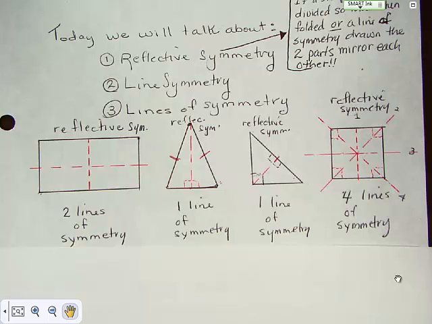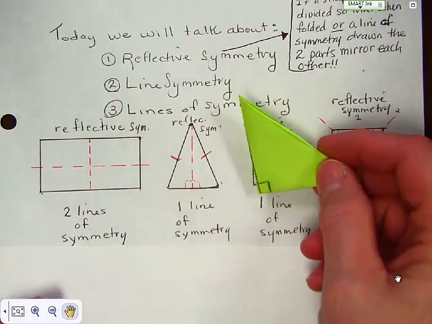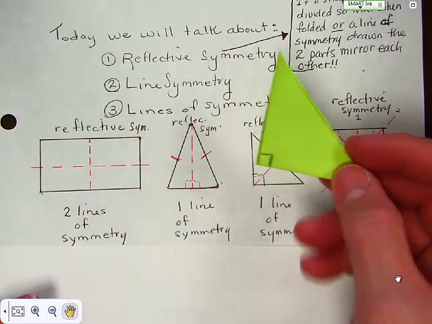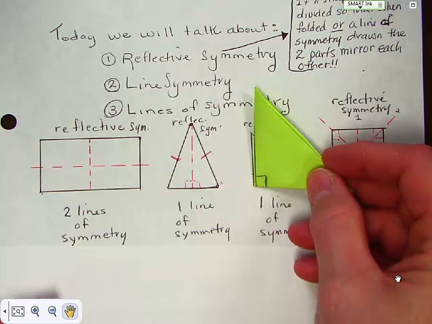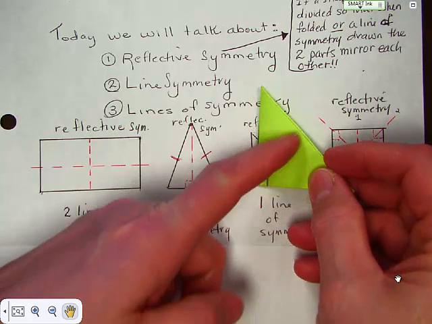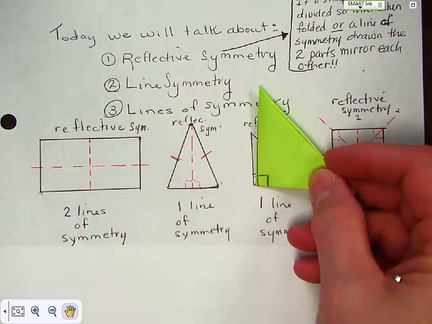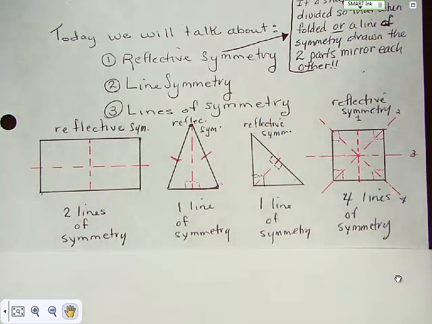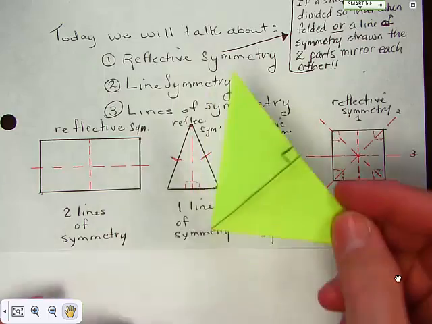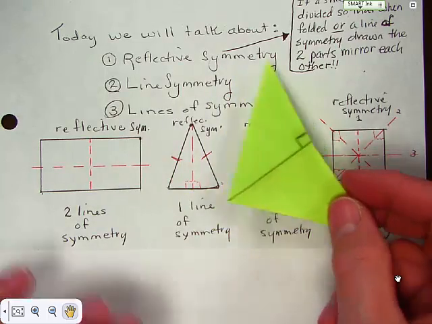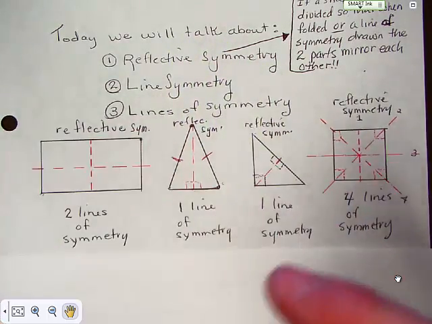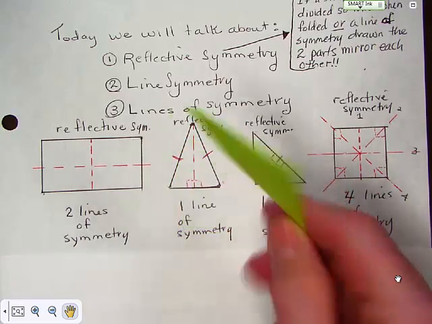Okay, I have a right triangle, and this right triangle can be set either way. In particular, if it's set this way, it has one line of symmetry from here to here. And this particular right triangle was made out of a regular triangle that looked like this, and you can fold that in half and have one line of symmetry as well.